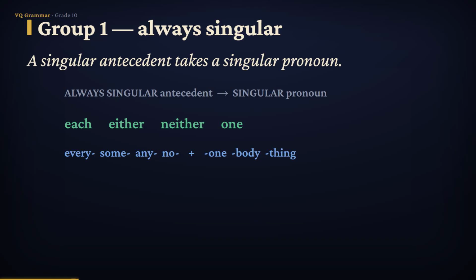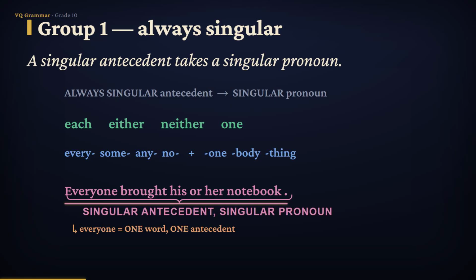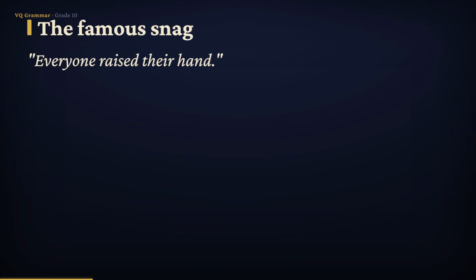Now watch it in a sentence. Everyone brought his or her notebook. Everyone is a single word standing for a single antecedent, so the pronoun has to be singular. And when the group might contain men and women both, the traditional singular match is his or her. Now let us face the sentence that everybody argues about.